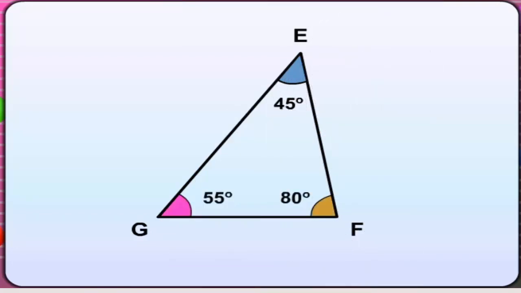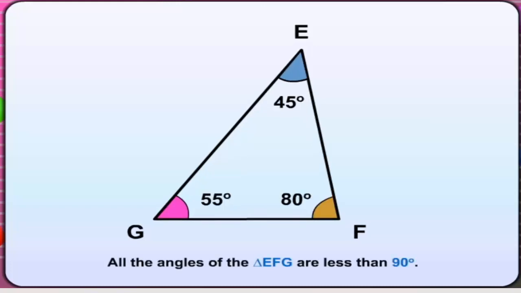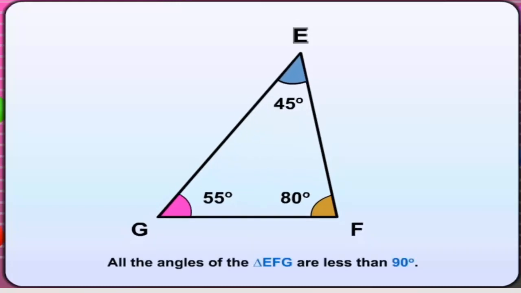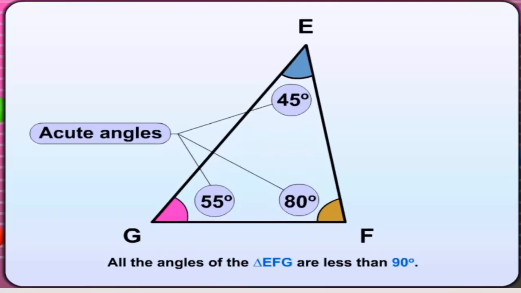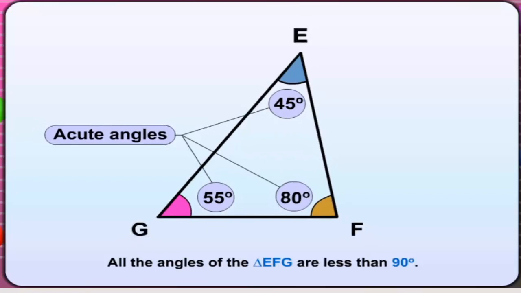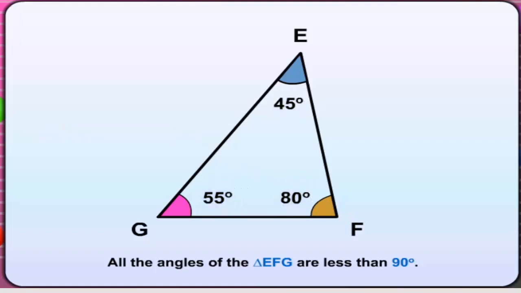Here, the size of all the angles of the triangle EFG are less than 90 degrees. We all know that the angles which are less than 90 degrees are called acute angles. So, in the triangle GEF, all the angles are acute angles.